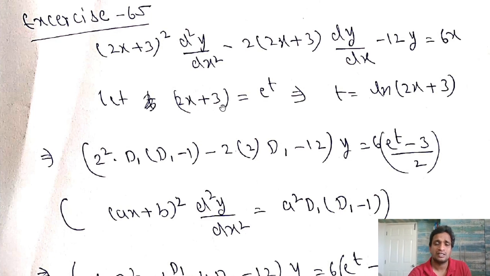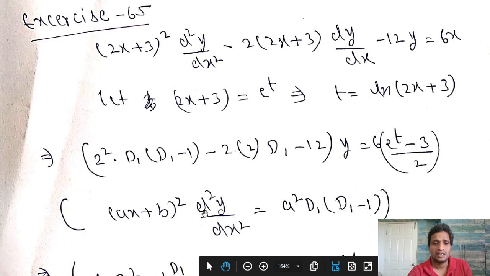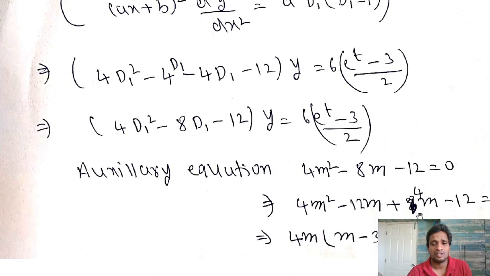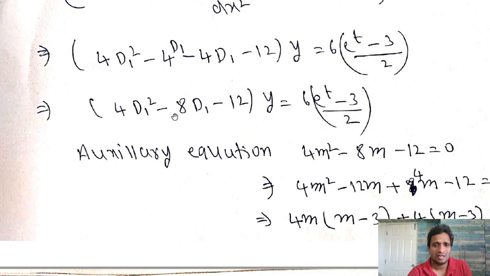What is the x here? e power t minus 3 by 2. I have written here (ax plus b) whole square into d square y by dx square is equal to a square into D1 into (D1 minus 1). So if I simplify this, I will get (4D1 square minus 8D1 minus 12) into y is equal to 6 into x, this one.